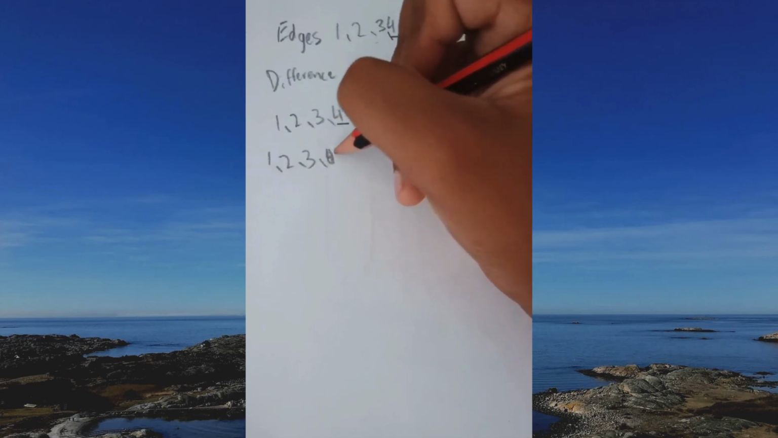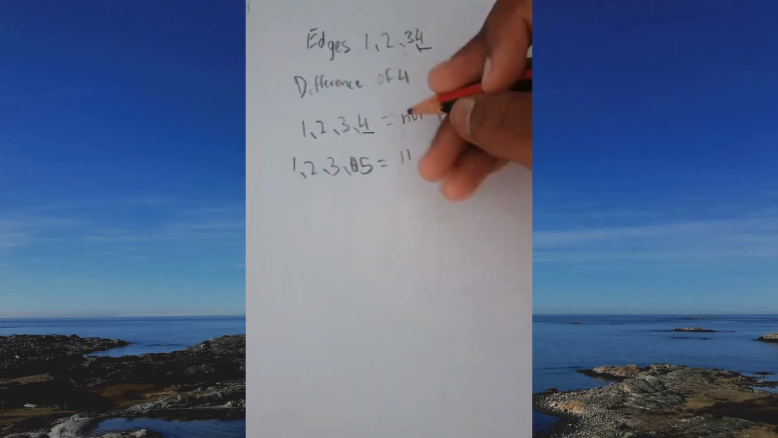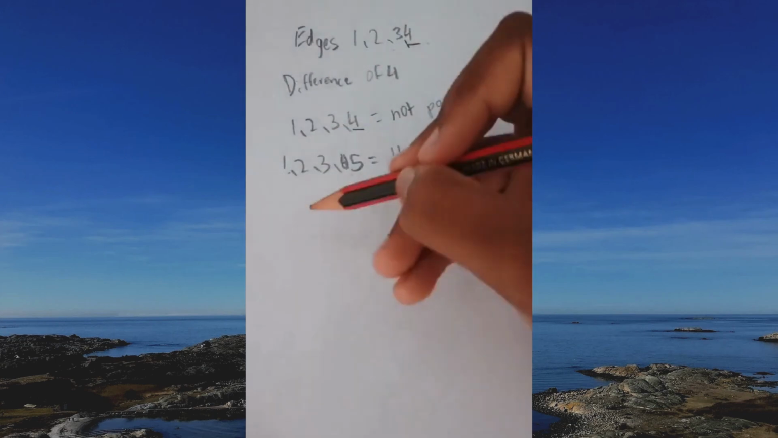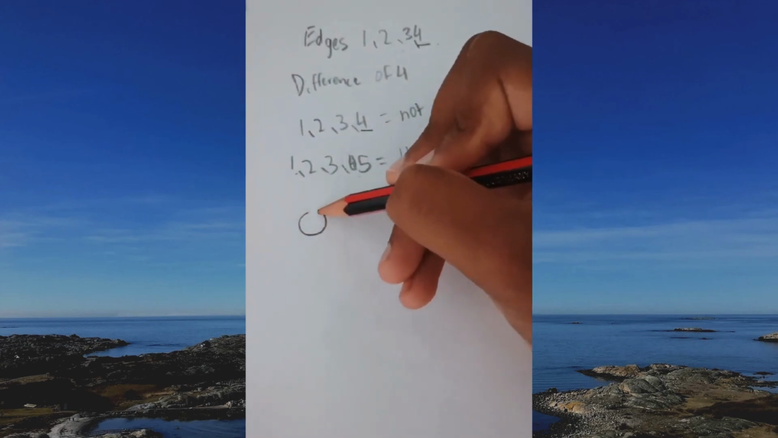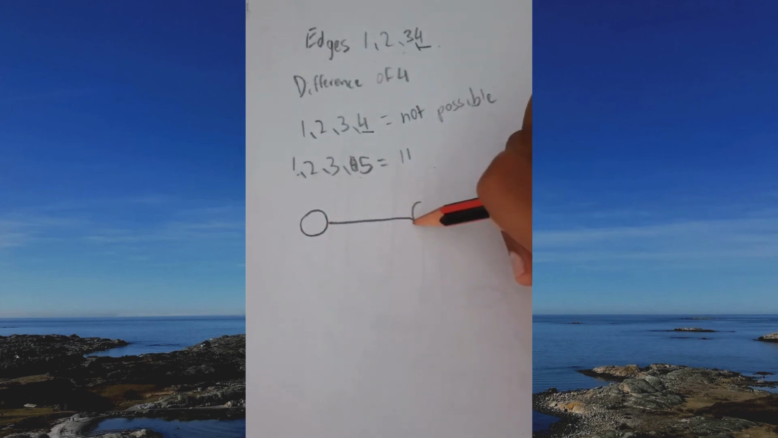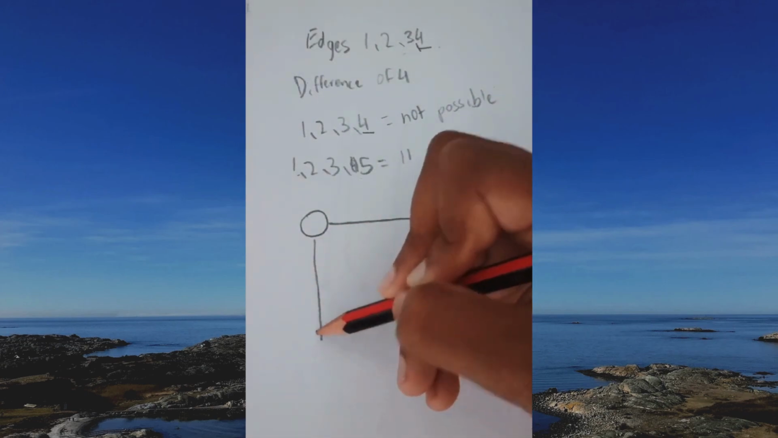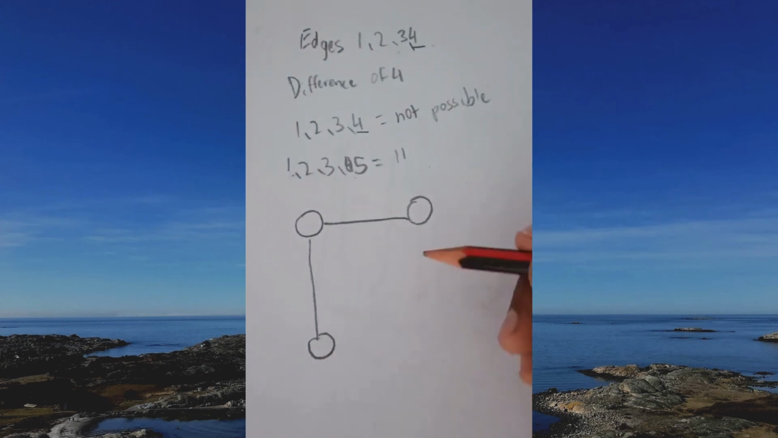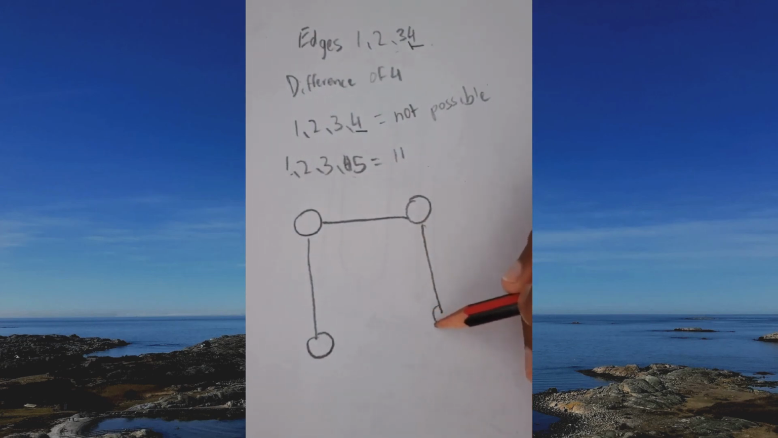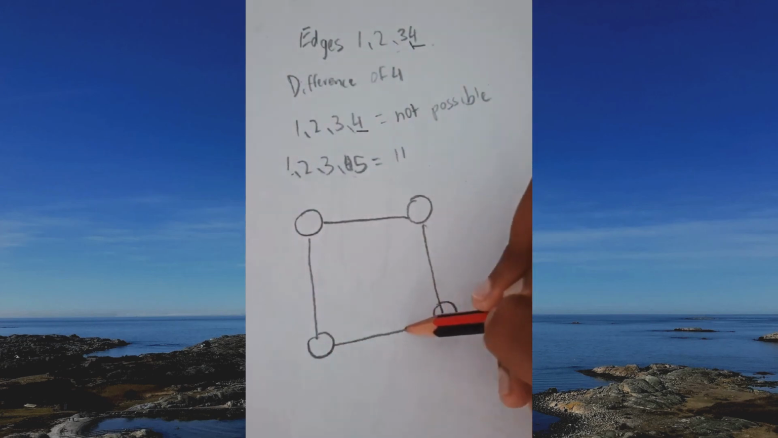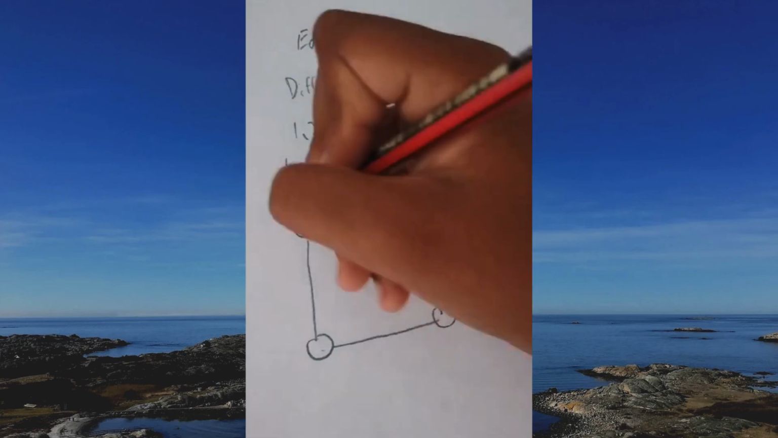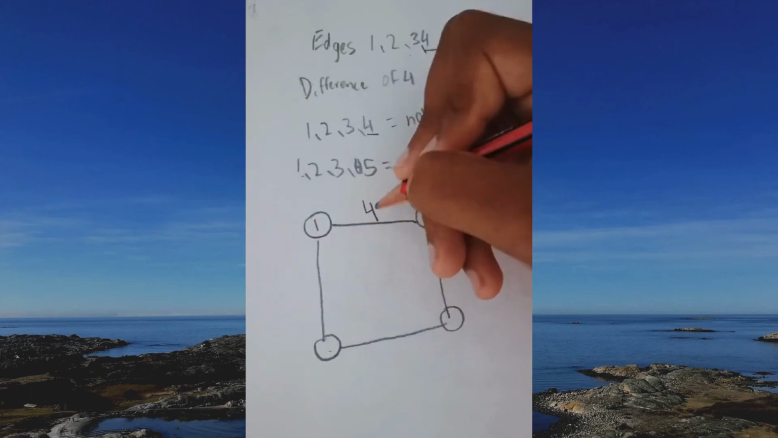So it's 1, 2, 3, and 5, which is equal to 11. 5 minus 1 is 4, so we can do this. So let's draw up the square. Okay, so we can have 5 and 1 next to each other. So that's the difference of 4.